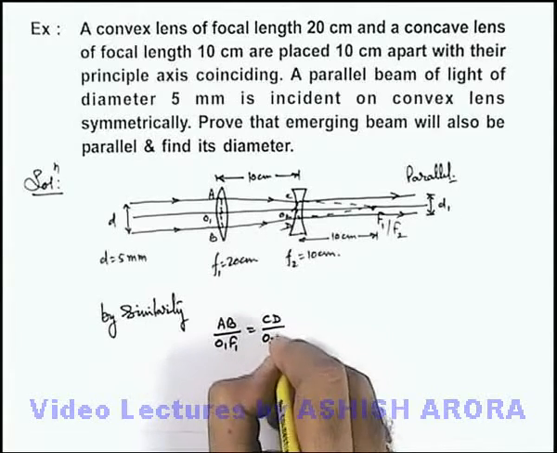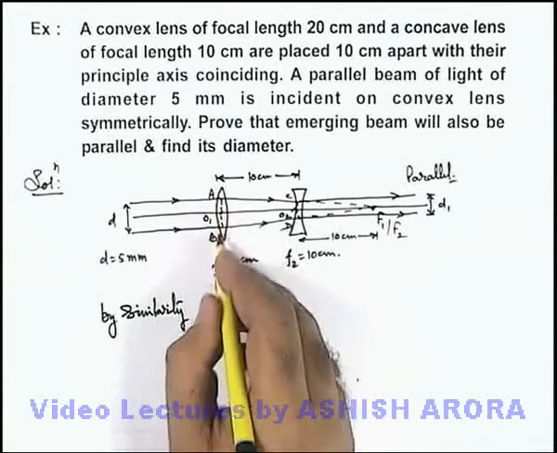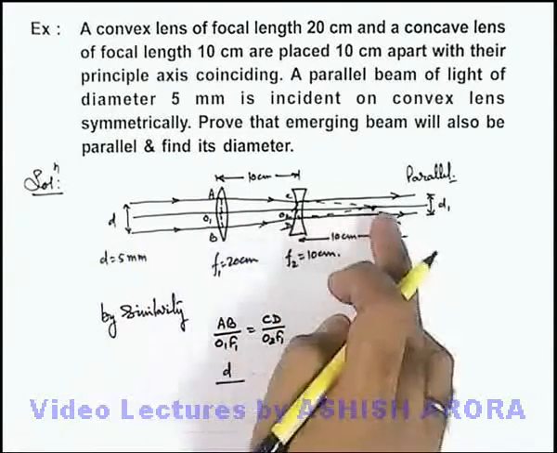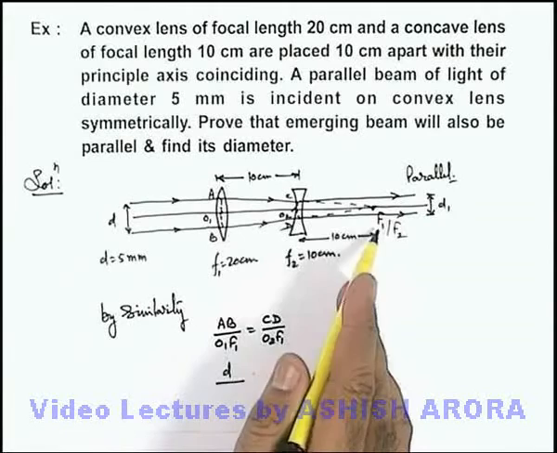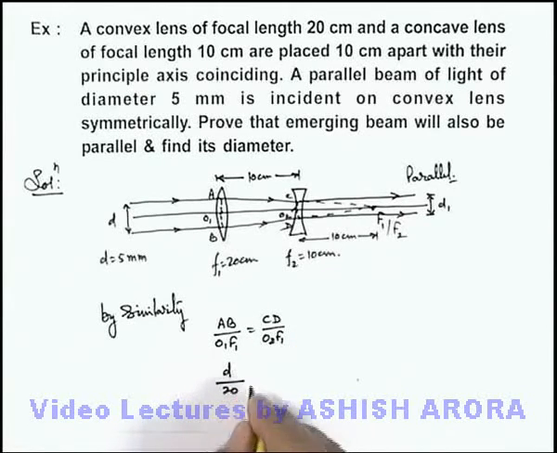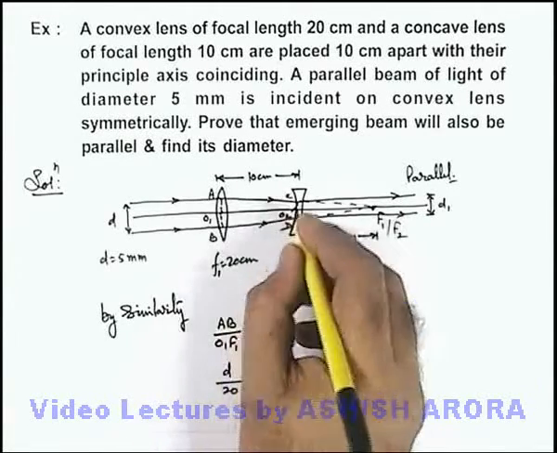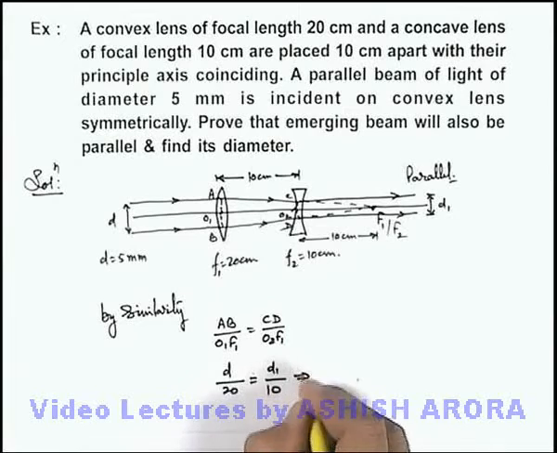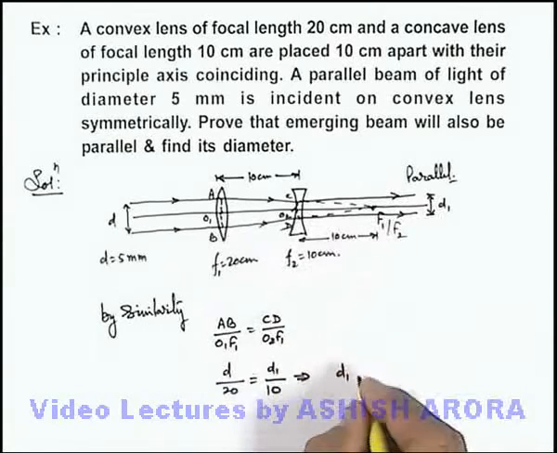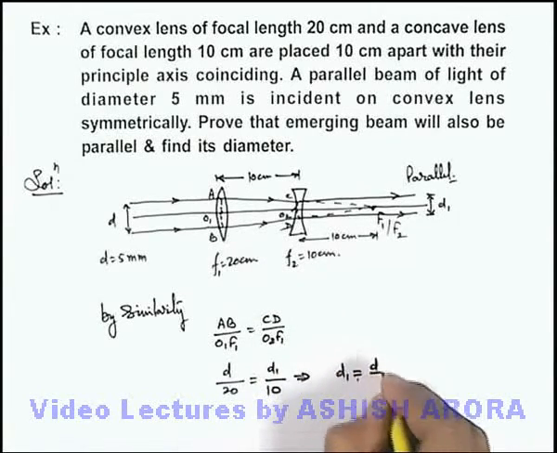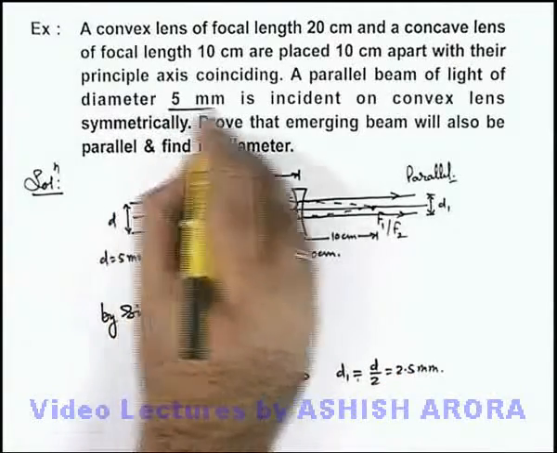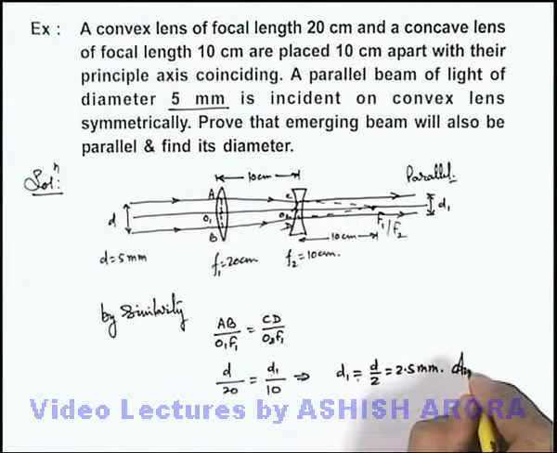In this triangle, AB divided by O1F1 must be equal to CD divided by O2F1. Here AB is the diameter of the incident beam, which is D, divided by O1F1, which is 20 cm, equals CD, the diameter of the emerging beam, which is D1, divided by O2F1, which is 10 cm. This implies the diameter of the emerging beam is equal to D by 2, that will be 2.5 mm, as we are given the initial diameter to be 5 mm. That is the answer to this problem.